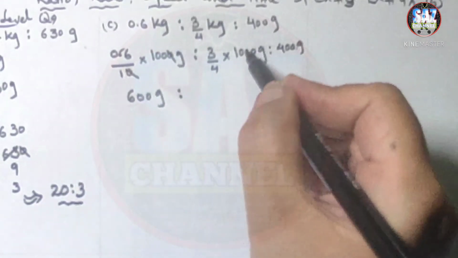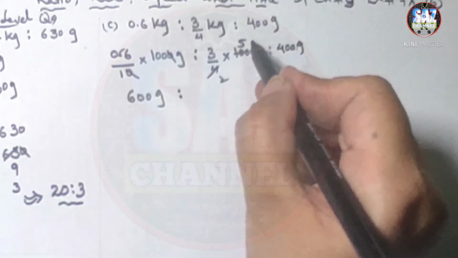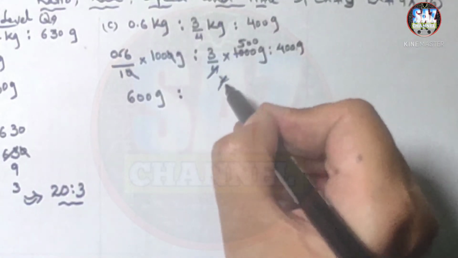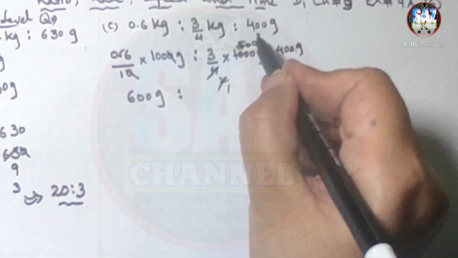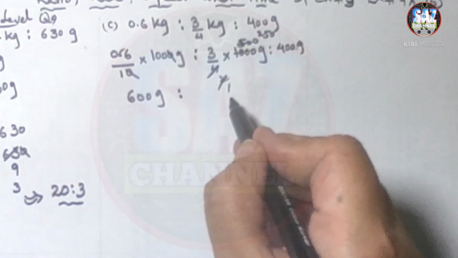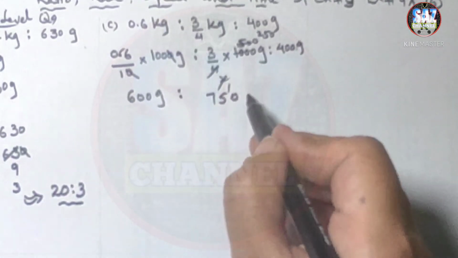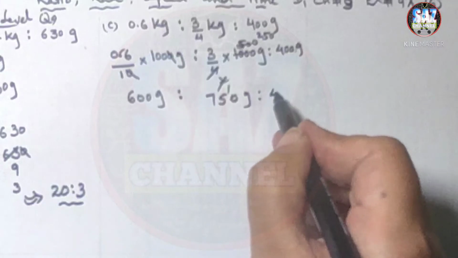Ratio. Okay, 2 2s are 4, 2 5s are 10, and I will be left with 3 times 0 is 0, 3 5s are 15, 3 2s are 6, and 1 7 grams. Ratio 400 grams.